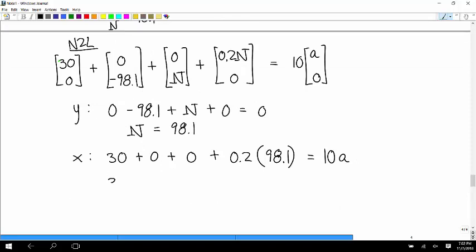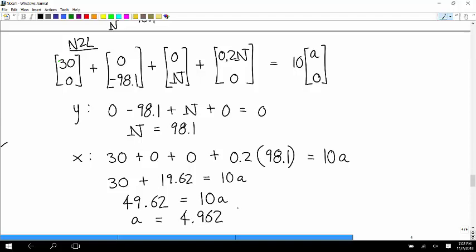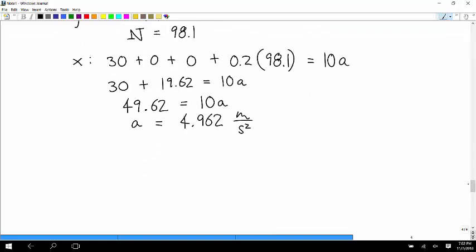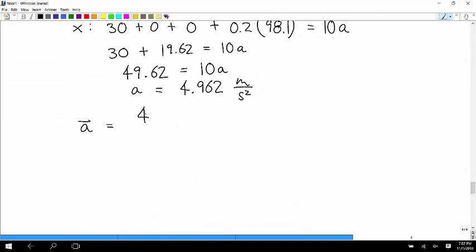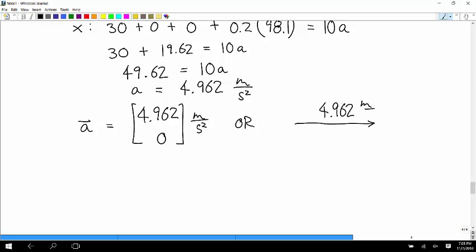And so that says 30 plus 19.62 is equal to 10a. So 49.62 is equal to 10a. So a is equal to 4.962 meters per second squared. And then plug that back into the acceleration vector, and you get 4.962, 0, or that's in the positive x direction. So this way, with a magnitude of 4.962 meters per second squared.